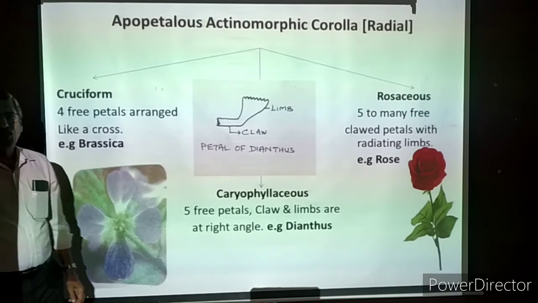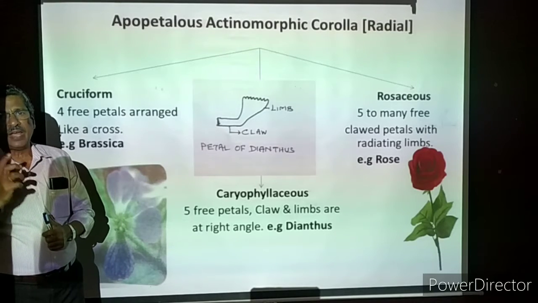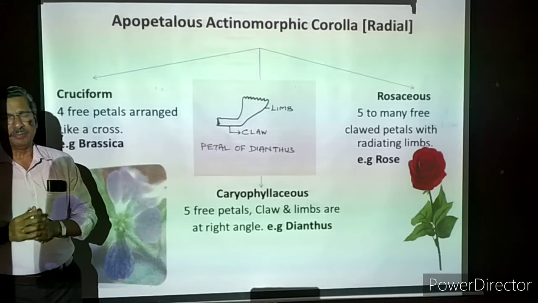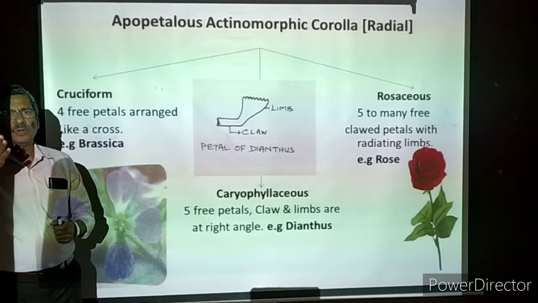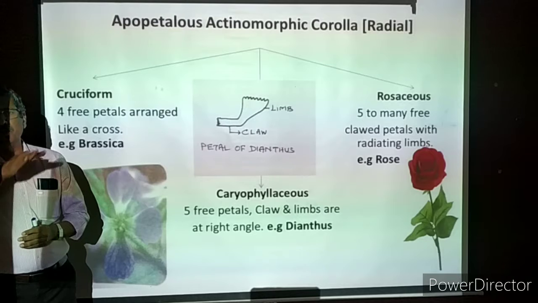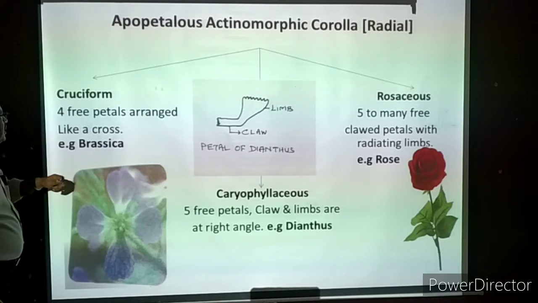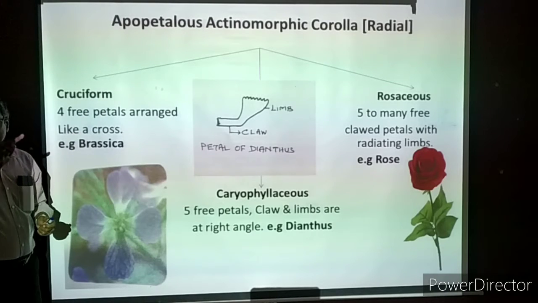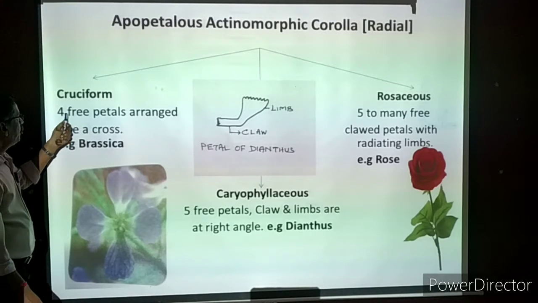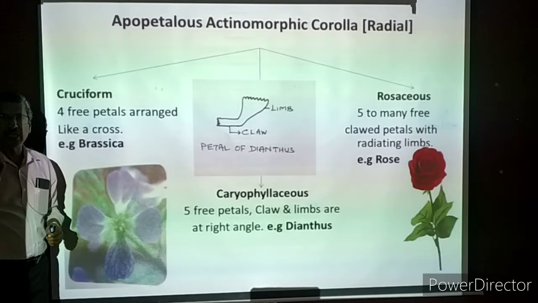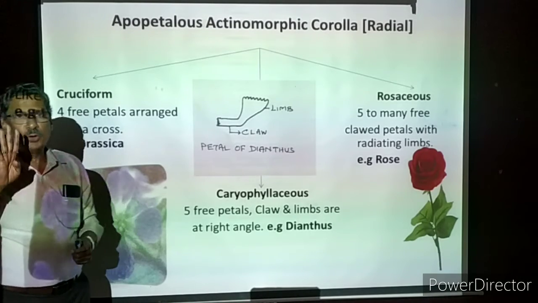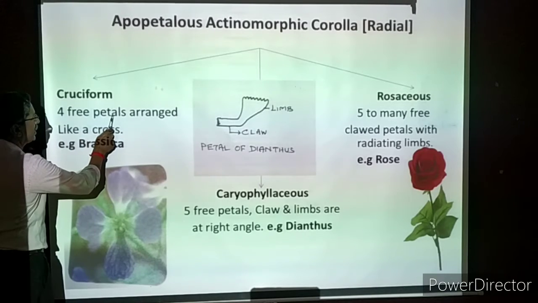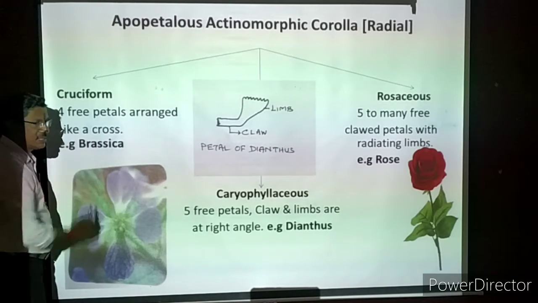Now what is the meaning of cruciform? The word crucify or crucifer is a term present in the Bible. It refers to the cross. Cruciform means it is in the form of a plus mark. Four petals are present. It is a fixed number in the corolla. Only four petals are present, they are free and not fused. Four free petals arranged like a cross.